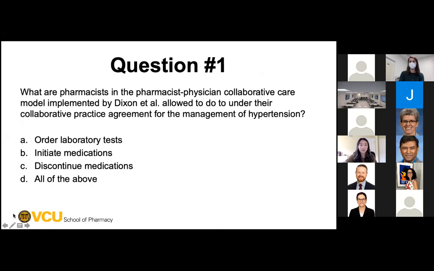So for the first question: what are pharmacists in the Pharmacist-Physician collaborative care model implemented by Dixon et al. allowed to do under their collaborative practice agreement for the management of hypertension? Is it A, order laboratory tests, B, initiate medications, C, discontinue medications, or D, all of the above? And then you can just feel free to answer in the chat.